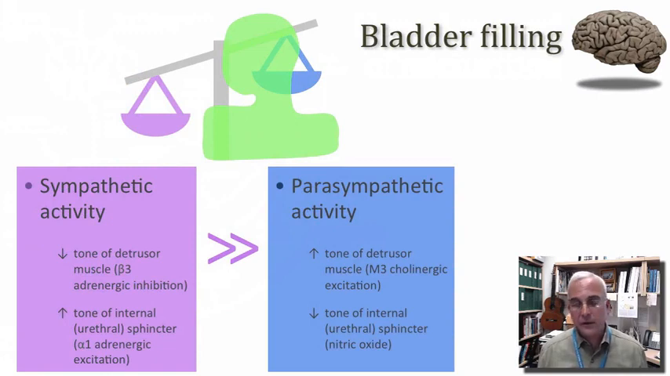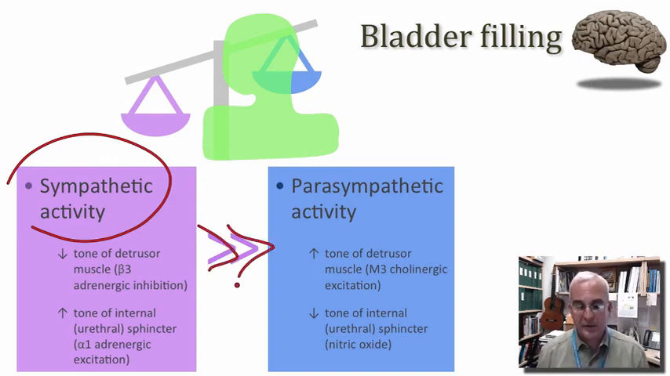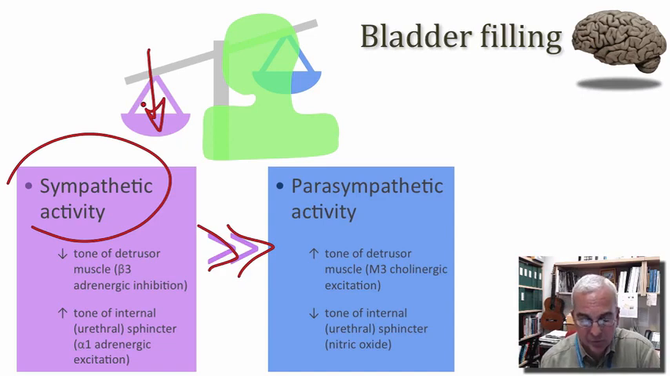So bladder filling is going to essentially involve an increase in sympathetic activity that will dominate parasympathetic activity. So we're sort of shifting the balance here in favor of sympathetic activity. So in order to fill the bladder, we have to relax the muscle of the bladder wall, that detrusor muscle.